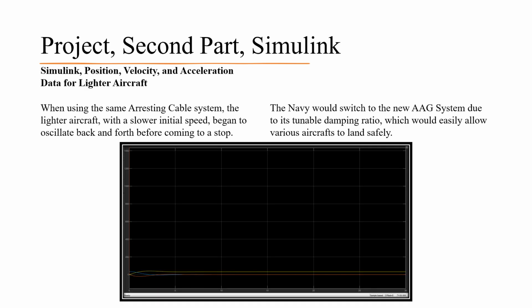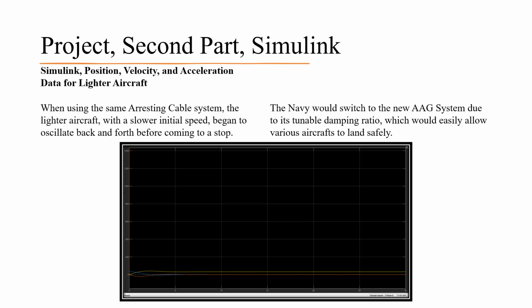For the second part of the project, we try to visualize a lighter aircraft with a slower initial speed landing using the same spring damper system. Like before, we use Simulink to generate our graphical data. This time, though, rather than coming to a complete stop gently, this aircraft will begin to oscillate back and forth before coming to a complete stop.